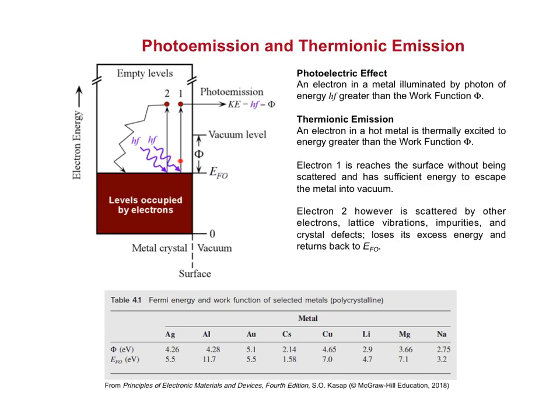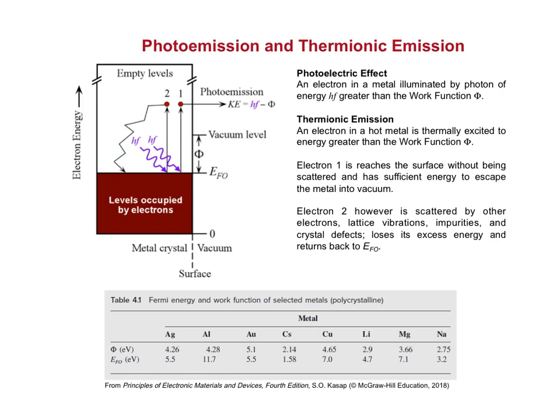Electrons can be excited from the Fermi level into the vacuum level by light using the photoelectric effect, and this is known as photoemission. Or an electron may simply absorb additional thermal energy enough to escape the metal, and this is known as thermionic emission.